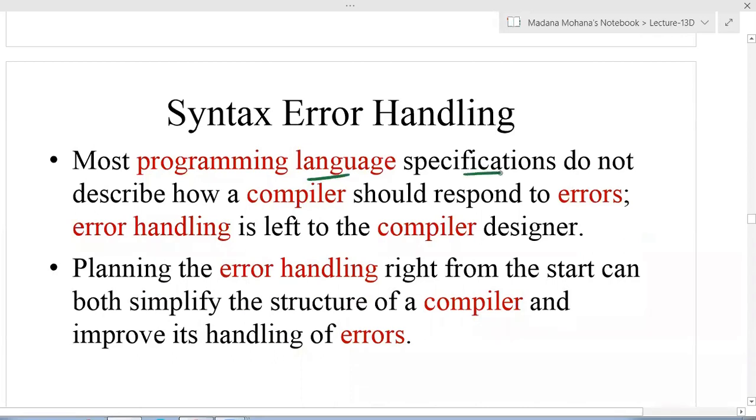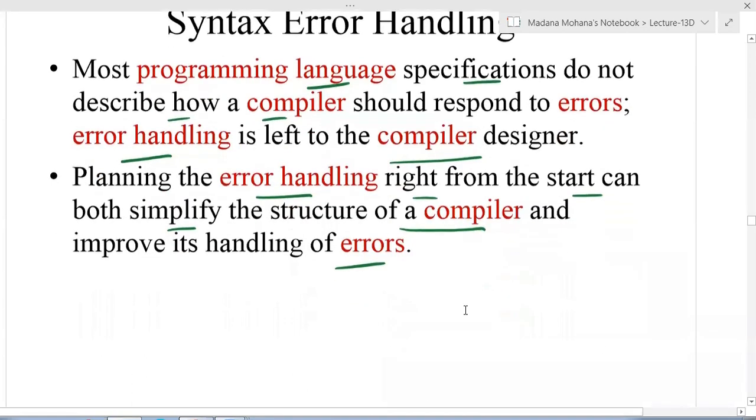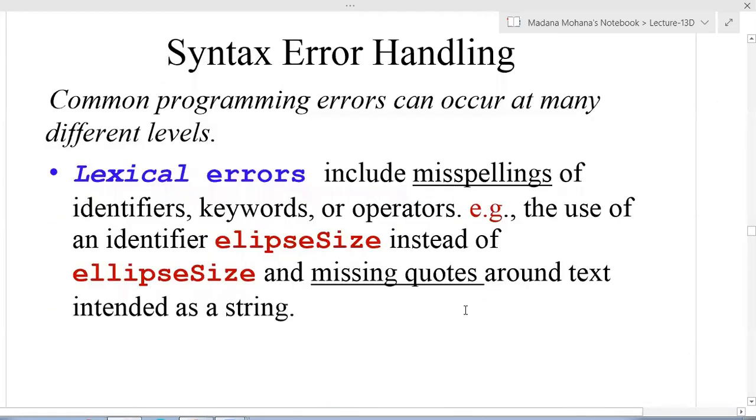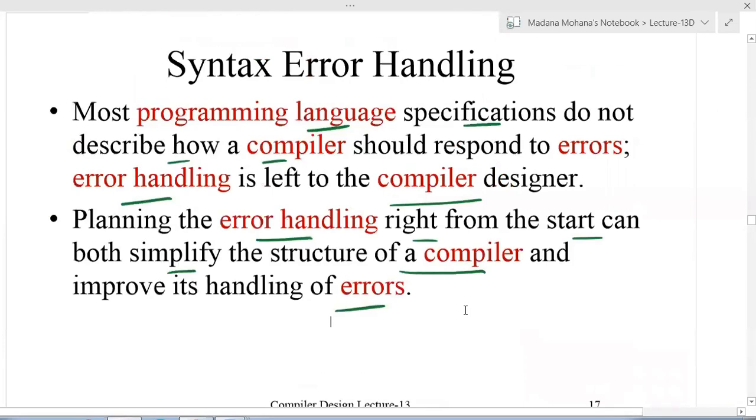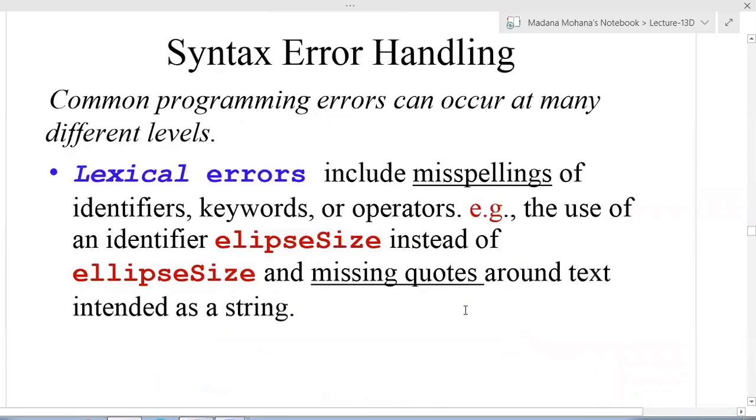Most programming language specifications do not describe how a compiler should respond to errors, whereas error handling is left to the compiler designer. Planning the error handling right from the start can both simplify the structure of a compiler and improve its handling of errors. So that is the use of error handling. Now, let us see various types of errors. Common programming errors can occur at many different levels.